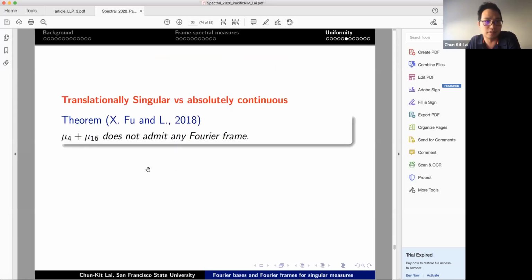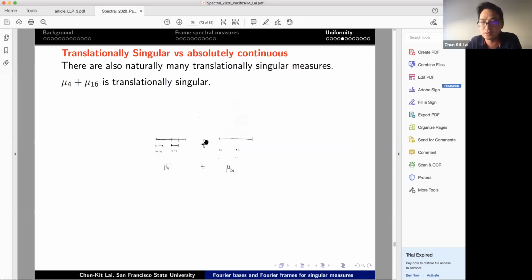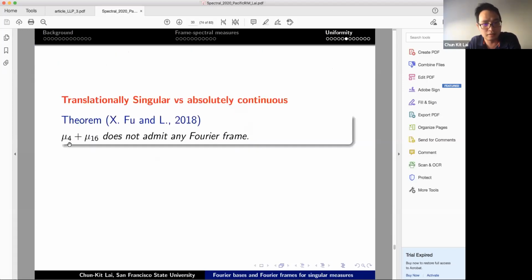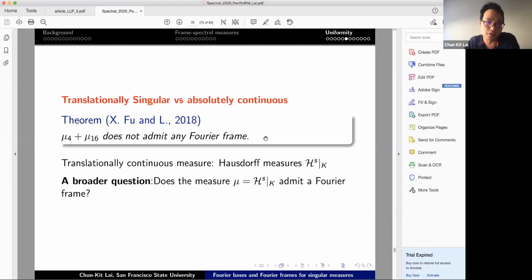And in 2018, we proved that this doesn't admit any Fourier frame. Of course, this kind of observation can be generalized to something more general. And this specific example does not have any Fourier frame. And how about translationally absolutely continuous? For continuous measures, one of the easiest examples is the Hausdorff measures supported on a certain set K. Because Hausdorff measure is translationally invariant, it must be translationally absolutely continuous.